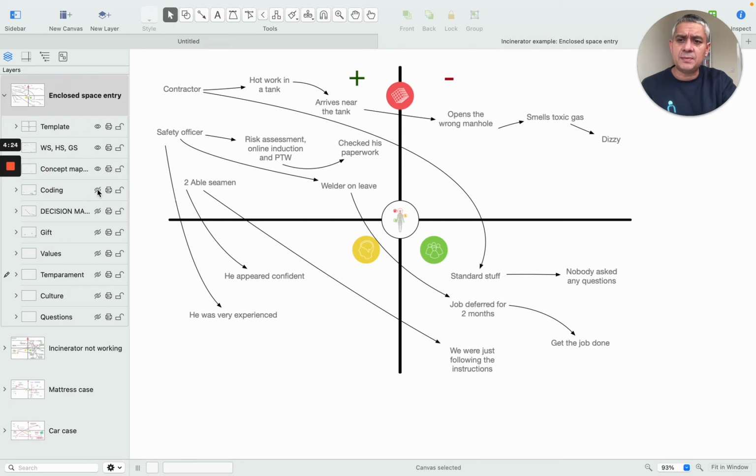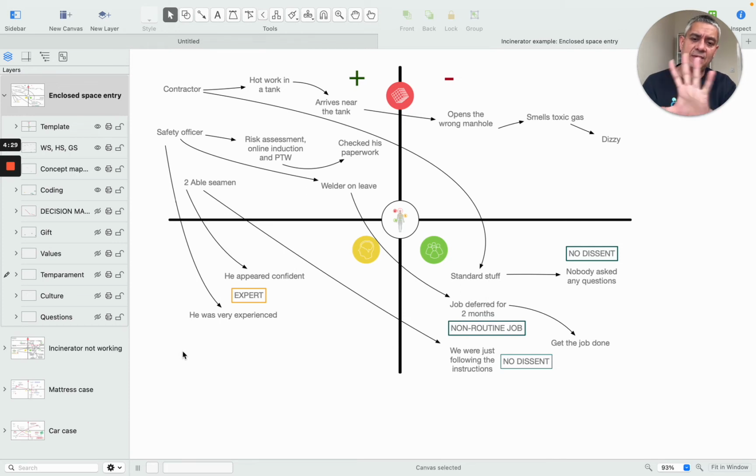We then did some coding on this. Coding means we try to analyze. Now that we have a narrative of the accident or the incident, we know what each person said. Now we try to code this, analyze this to see what sense do we make of this story. Now, when somebody says that he appeared very confident or he was very experienced, what they're telling us is that they felt he was like an expert, and nobody challenges the experts. That's a big problem in many cultures, that we don't challenge people who know the job too well.